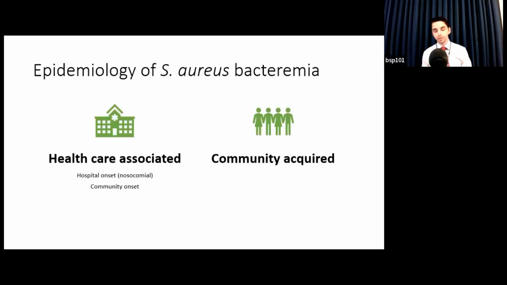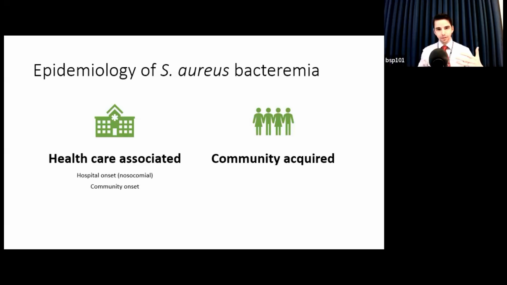In 2017, there were 120,000 patients diagnosed with Staph aureus bacteremia in the US. That number is probably a little bit higher, but this is from the CDC and the National Health Safety Network. 20,000 of those patients died as a direct consequence of Staph aureus bacteremia. So the mortality rate is anywhere between 20 to 30%, and that's been about stable over the last decade or so.